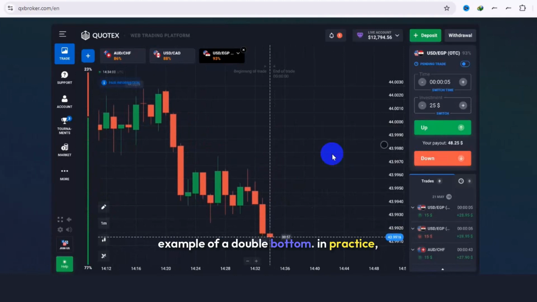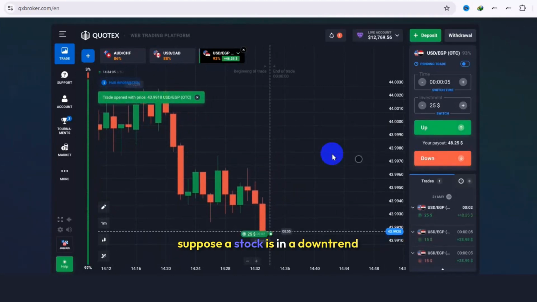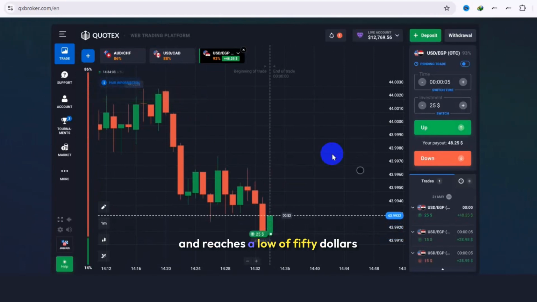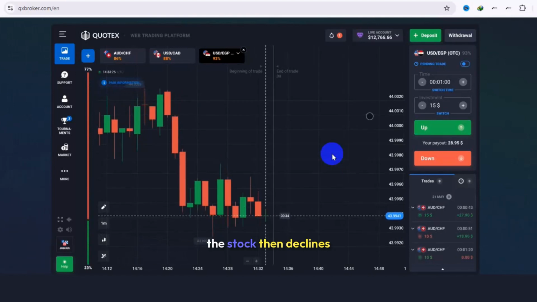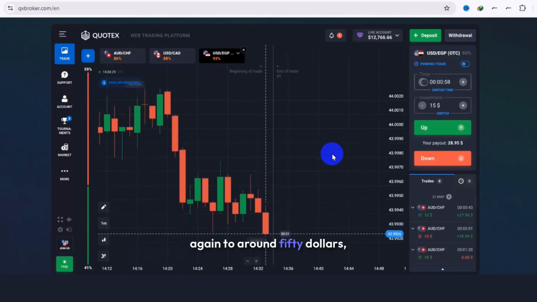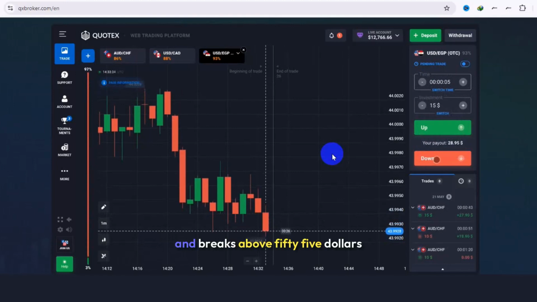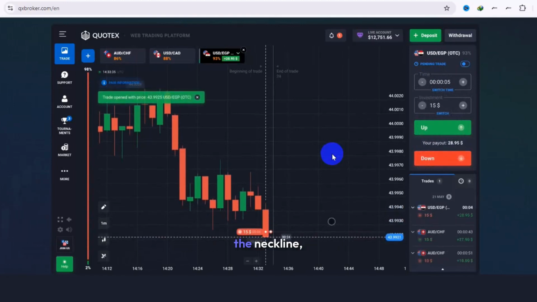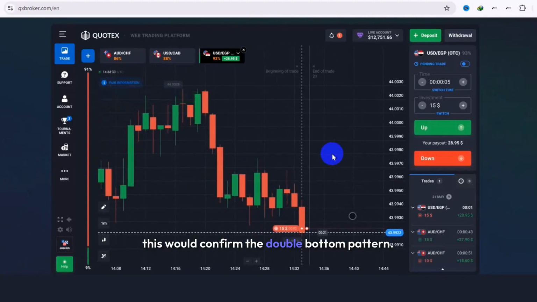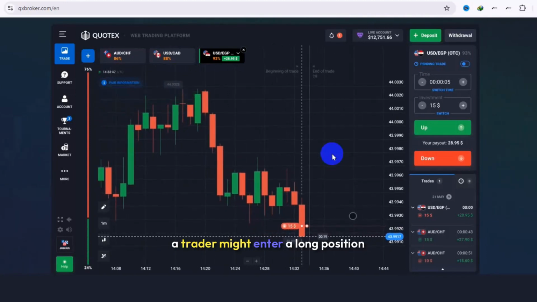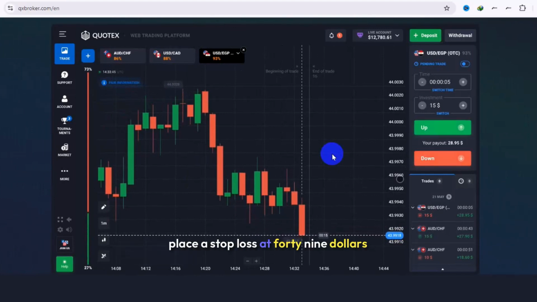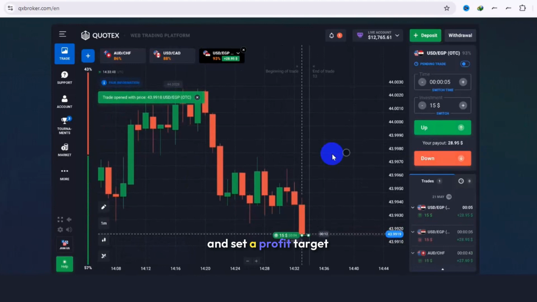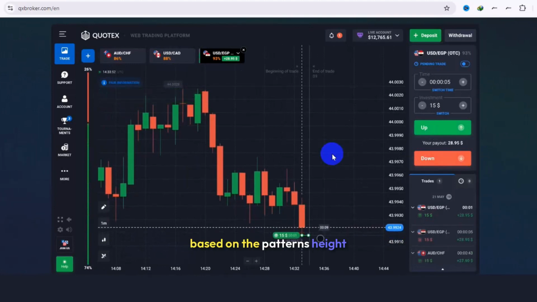Example of a double bottom in practice. Suppose a stock is in a downtrend and reaches a low of $50 before bouncing back to $55. The stock then declines again to around $50, forming the second bottom. If the price rises and breaks above $55, the neckline, this would confirm the double bottom pattern. A trader might enter a long position at $56, place a stop loss at $49, and set a profit target based on the pattern's height.